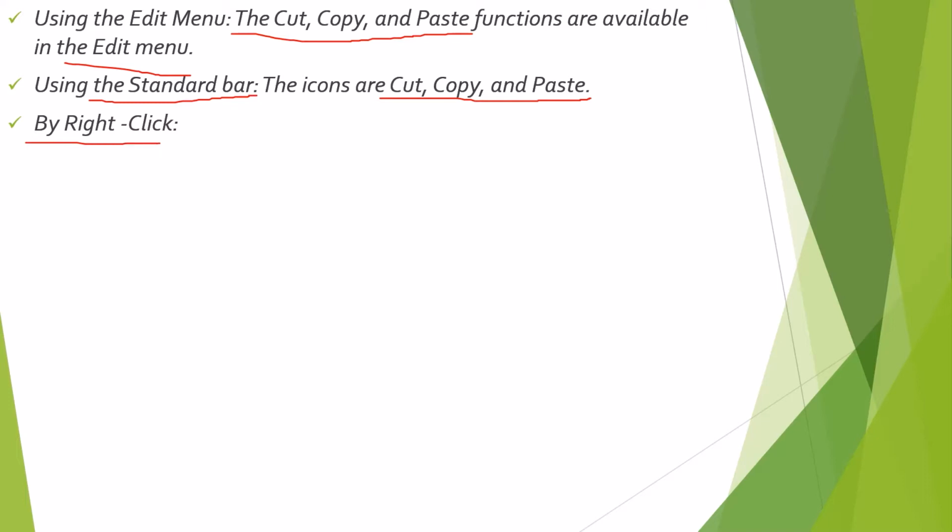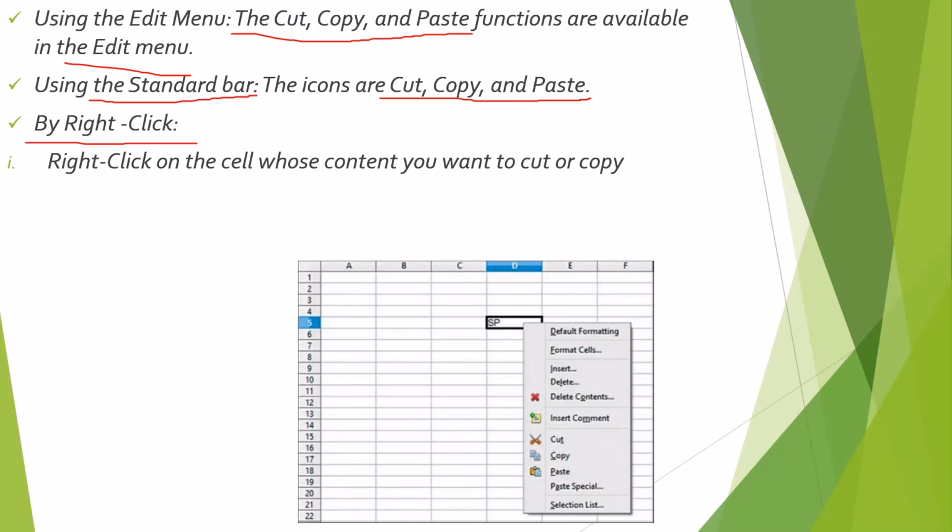Next is by right click. How can you cut, copy and paste the data by right clicking? Let us see. First of all, you have to right click on the cell whose contents you want to cut or copy. Suppose I want to cut or copy the content of this cell, that is 5D. So I will right click, then a menu like this will appear, as you can see in the image, and here are three options: cut, copy, paste. So it will be my choice, whether I want to cut the data or copy the data. You very well know where to cut and where to copy.